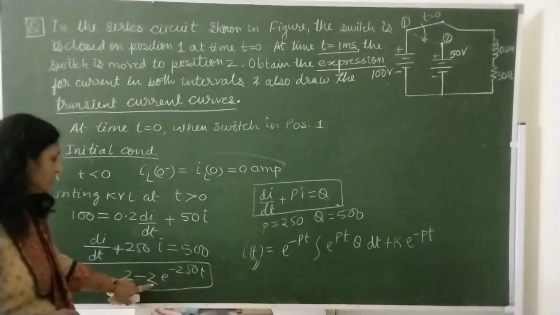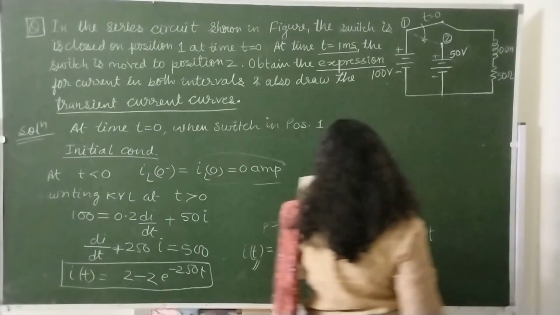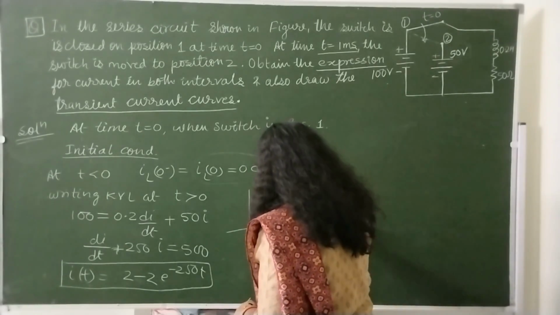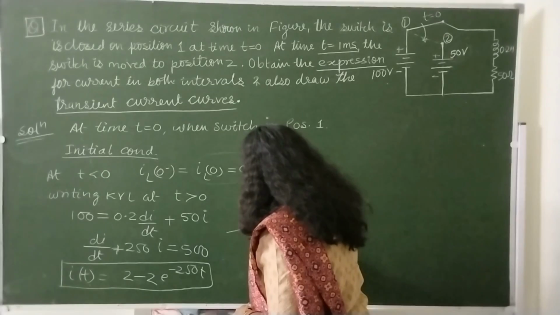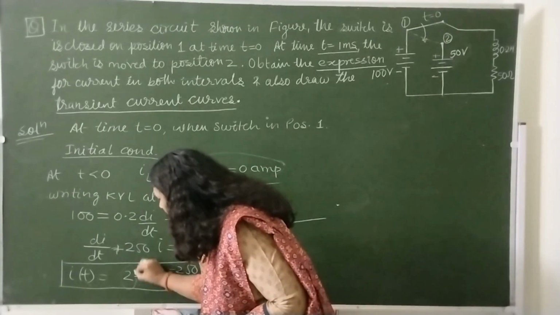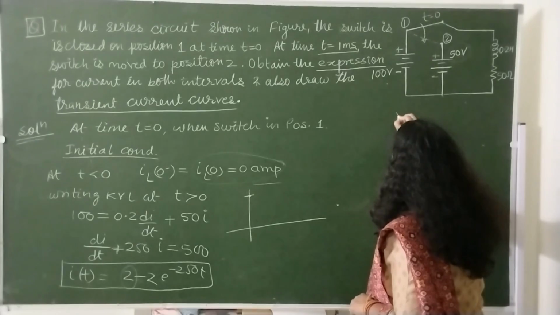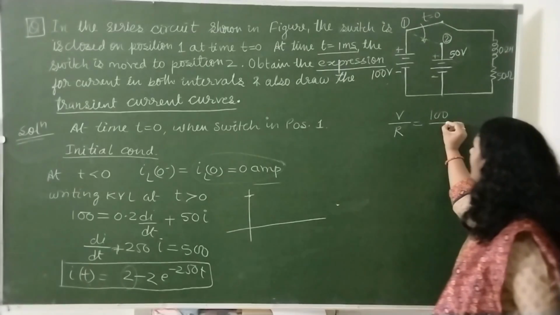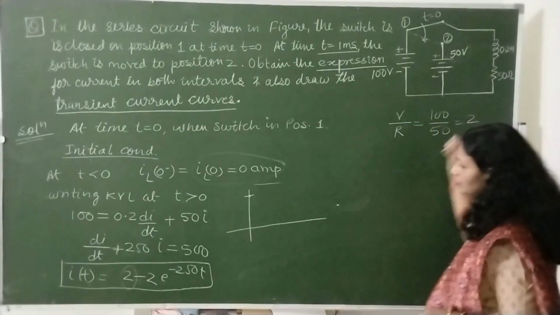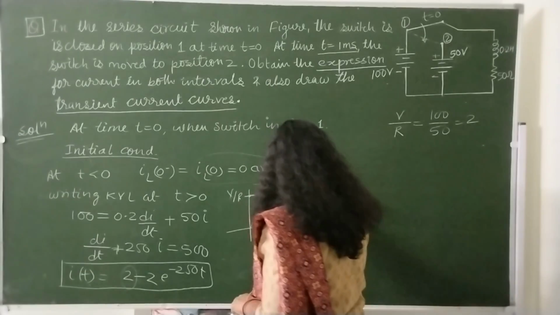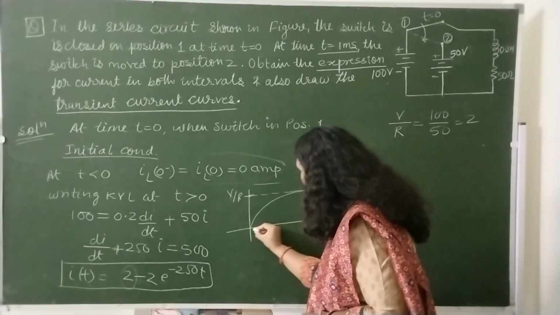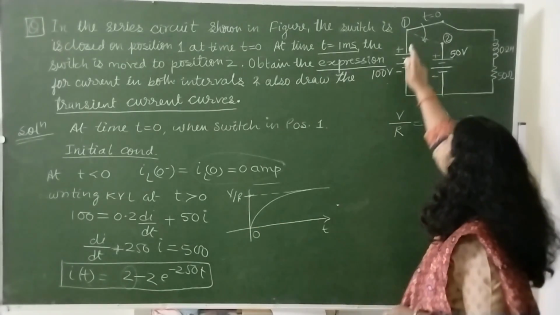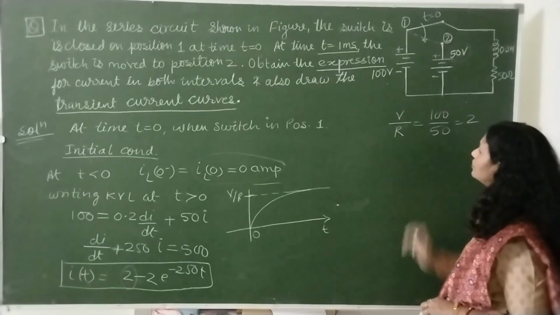Now we have to draw this transient current in the form of a curve. So our curve will be like this. Suppose this is the position, this 2 is nothing but the voltage V divided by R. This is the time axis, and this is t equals 0. So this is the curve for the circuit when it is in position 1.